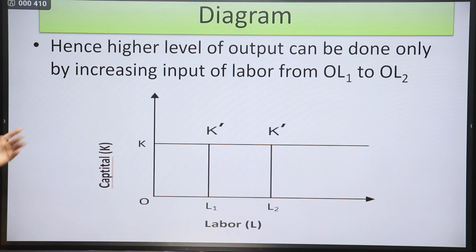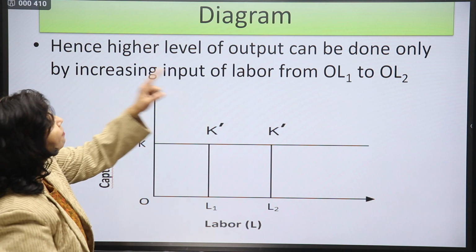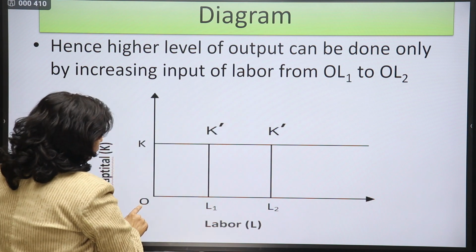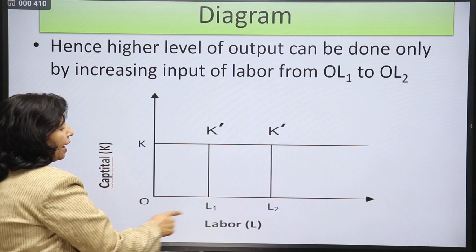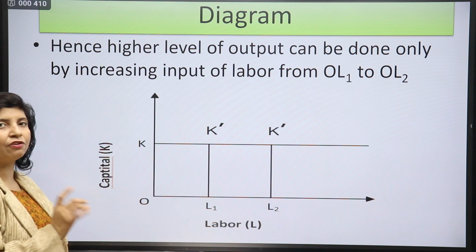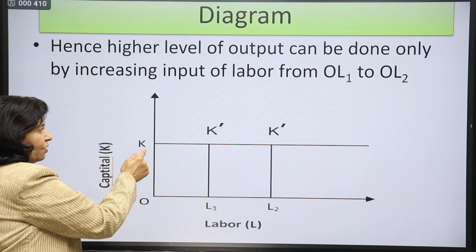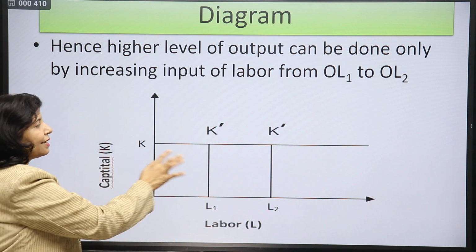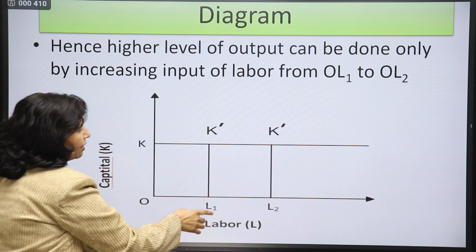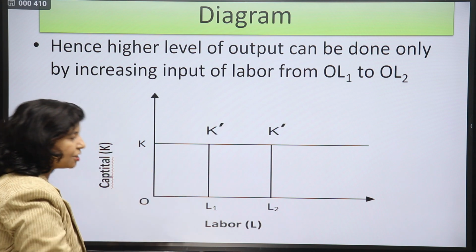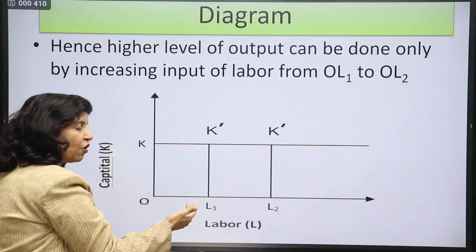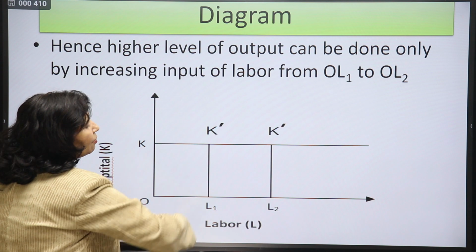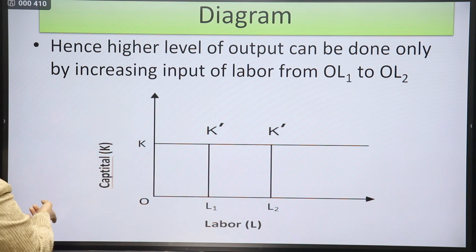Then the diagram is here. Hence a higher level of output can be achieved only by increasing input of labor from OL1 to OL2. So this is OL1. O is your origin, and L1 is the initial amount of labor that we were using with one machine. We are having one machine, and here the machine is constant. That's why it's K dash, not K1. So OL1 is initially 2 workers. When we wanted to increase our production, we increased our labor from OL1 to OL2. So our labor will be increased, but the machine will be constant.